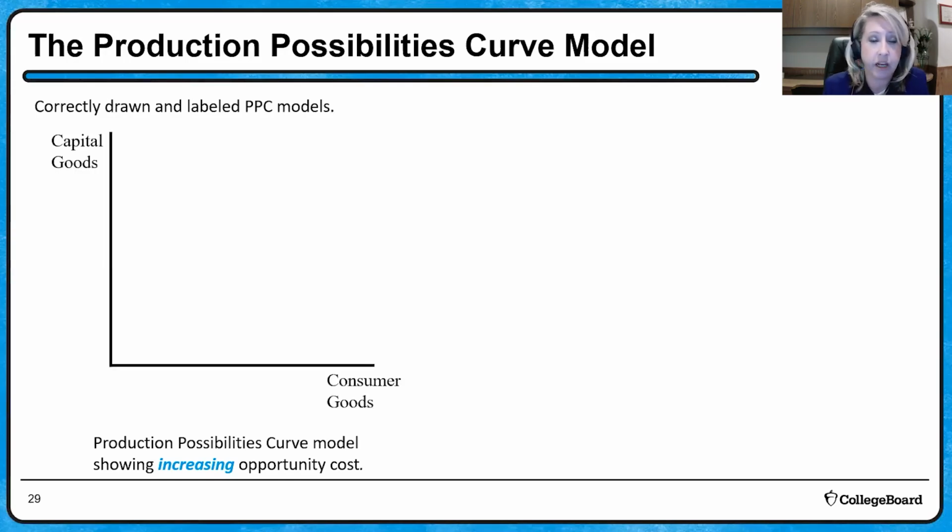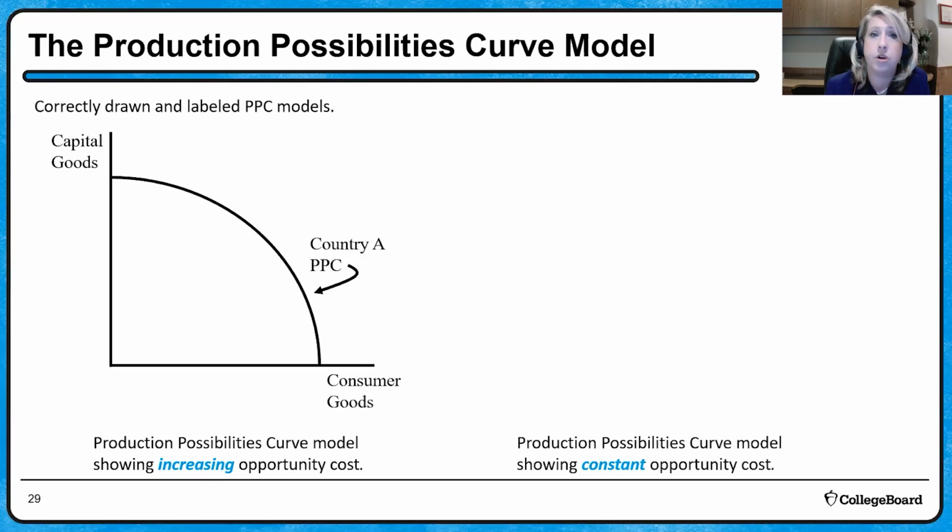So for now, here's a correctly labeled graph of a macroeconomic PPC, capital goods on one axis, consumer goods on the other. We tend to see increasing opportunity costs at the economy-wide level. And then we label the curve. Let's say this is country A's PPC.